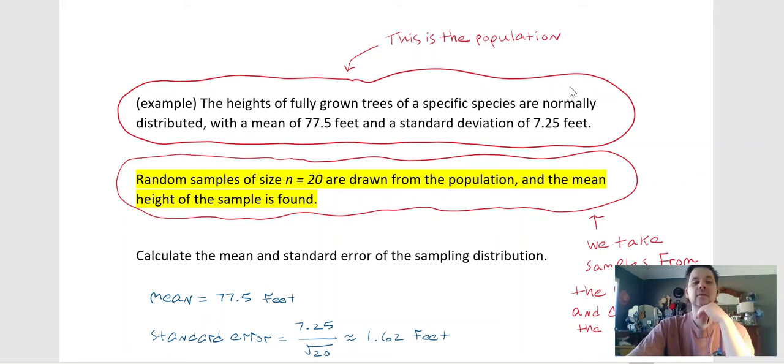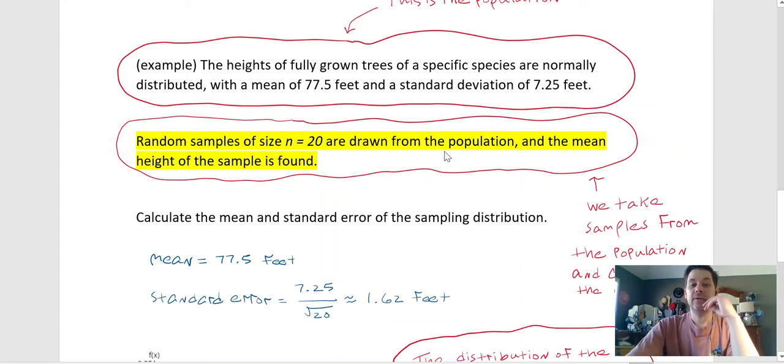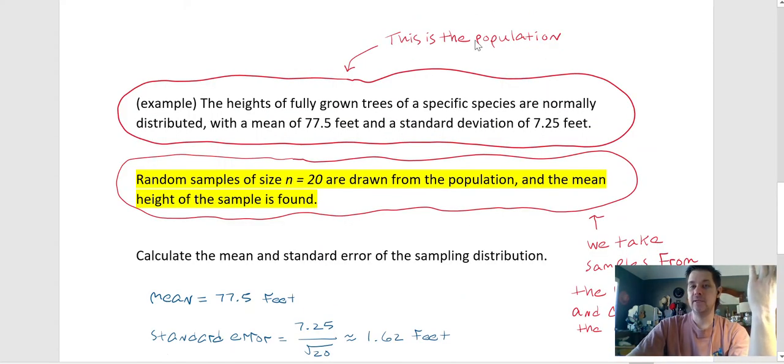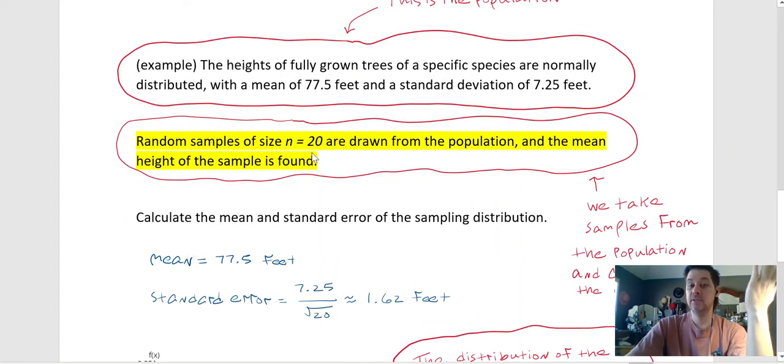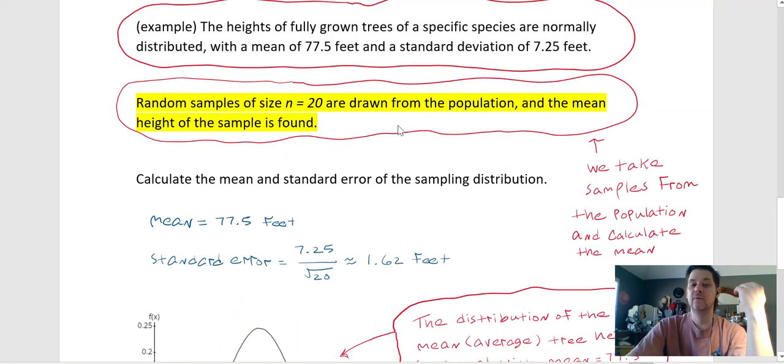That's in very rough terms what it means to say the heights of trees are normally distributed. Now we take a sample from that population, and the population is every tree of this kind that we can get our hands on. The sample is just 20 of them in this case. So we take a random sample of size 20 drawn from the population, and then we find the mean height of that sample. We find the average height of those 20 trees. Now, what can you say about that average height though?